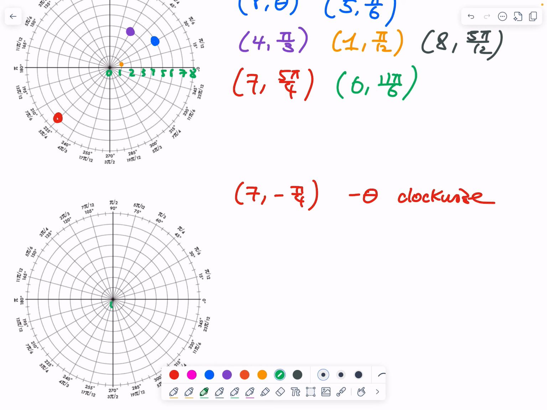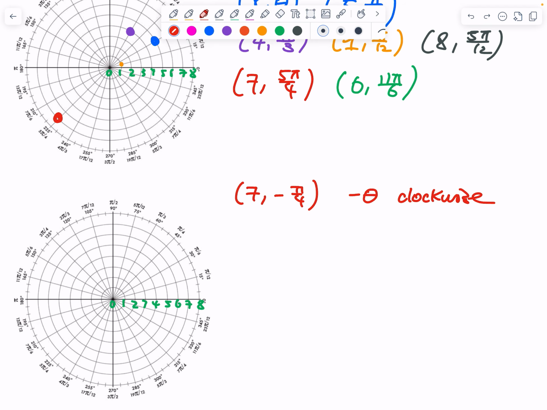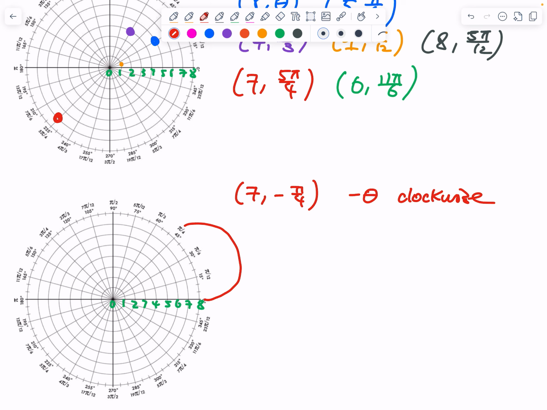Okay. 0, 1, 2, 3, 4, 5, 6, 7, 8. And then I will go to 7. And then I will go to negative pi over 4. Okay, this one, I will just push this up so that you can see this better. 7. And then pi over 4 is here, right? 45 degrees, but negative pi over 4, that is 45 degrees clockwise. So we go to 7, and then we go to pi over 4. And then the point is right here.